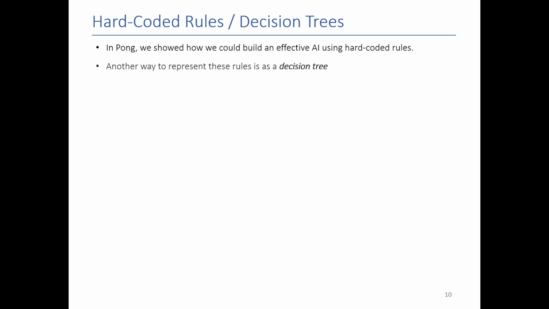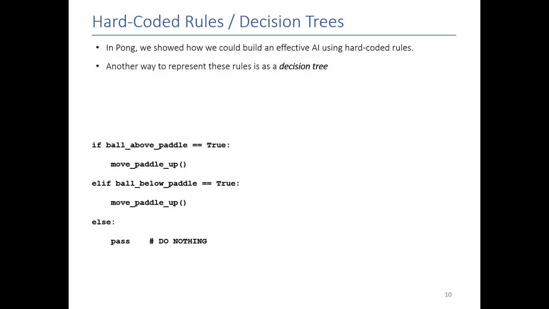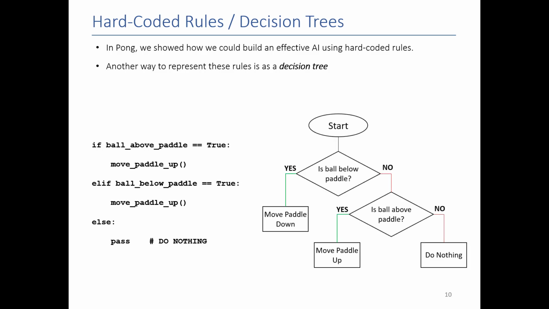So another way that we could represent these if-then statements is using something called a decision tree. So given this code here, where we move the paddle up or down depending upon if the ball is above or below the paddle, we can construct an equivalent decision tree. So here we have two types of nodes. We have decision nodes, which represent points where the AI needs to decide what's going on, and then we have end nodes, which is a node that describes what the AI should actually do. So if it is the case that the ball is below the paddle, we move the paddle down. If it's the case that the ball is above the paddle, we move the paddle up. Otherwise, the ball is already in the range of the paddle, so we do nothing.